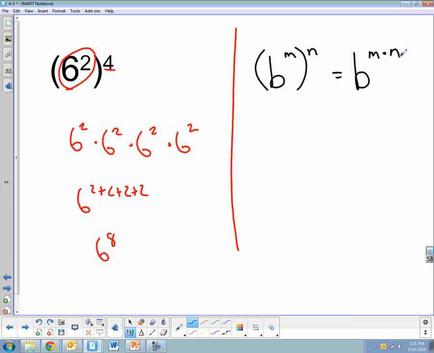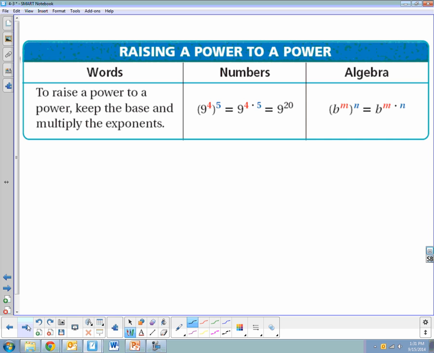And that works out for this first one as well. 6 squared to the 4th power, 2 times 4 does give us 6 to the 8th power. So our power raised to another power, we multiply. And that's what it says right here, and it shows that then. With our example, 9 to the 4th to the 5th, we multiply to get 9 to the 20th, and it does show it right there.